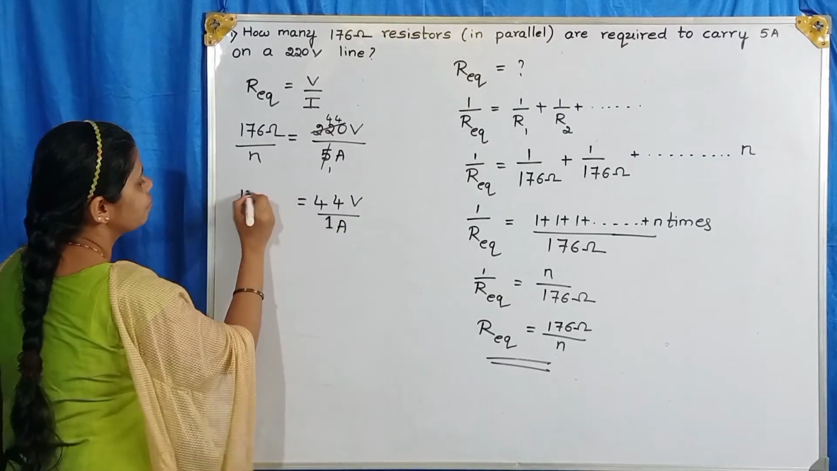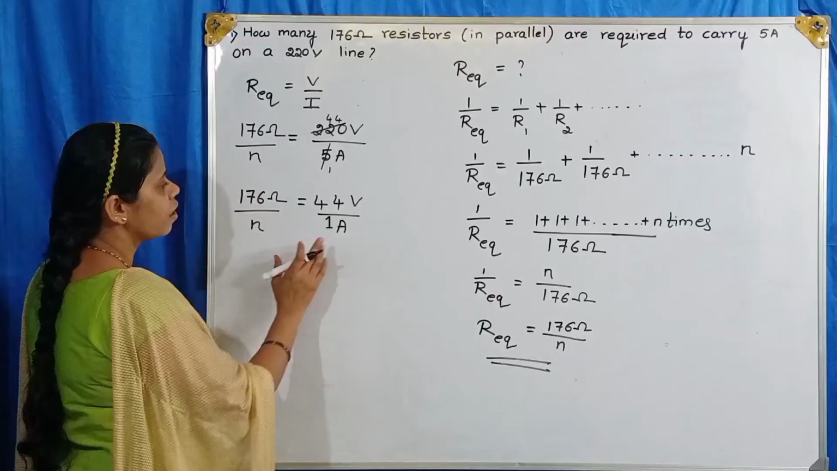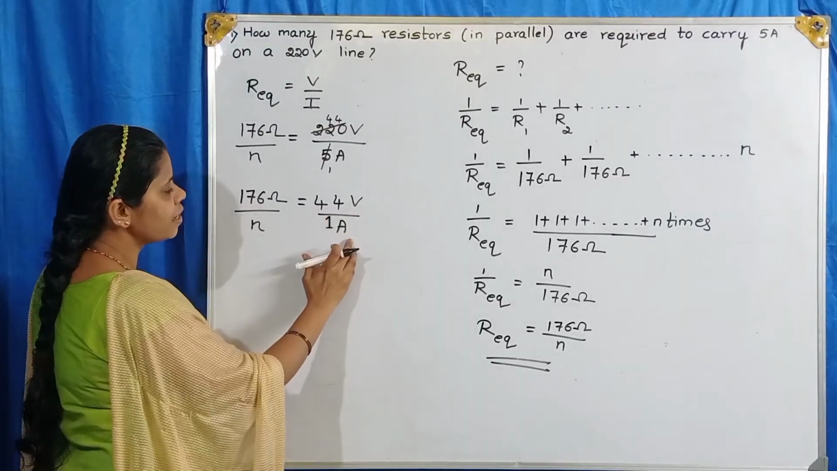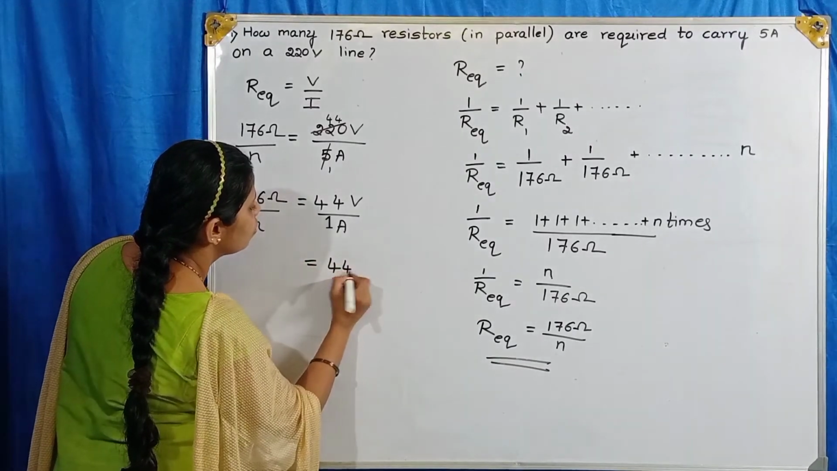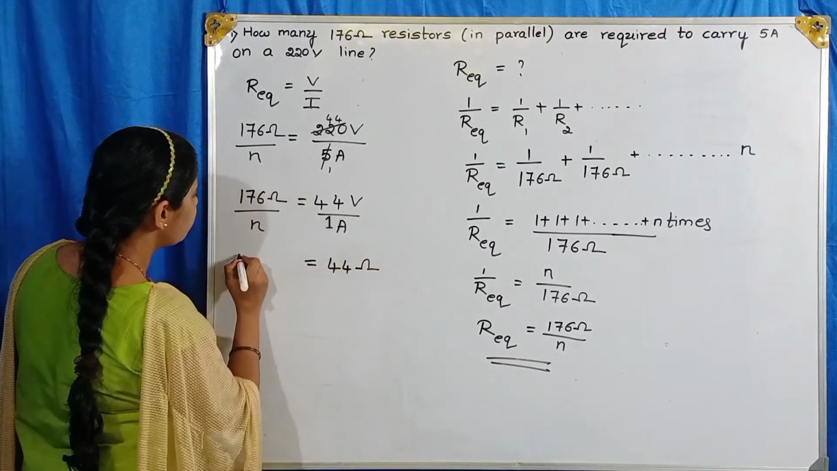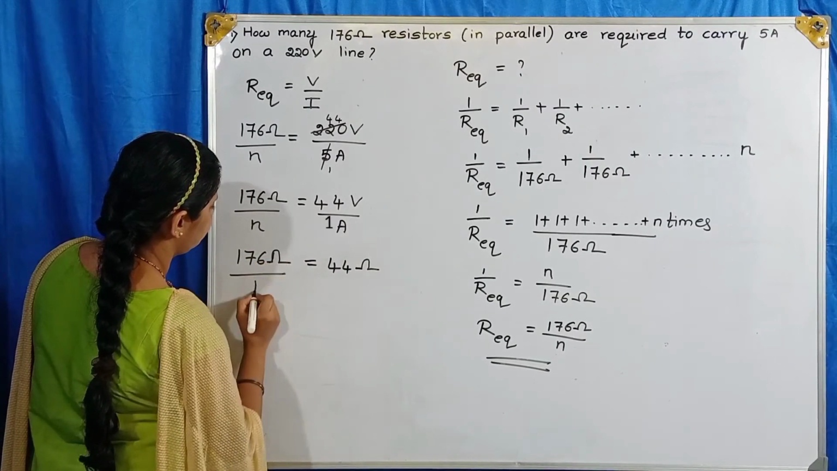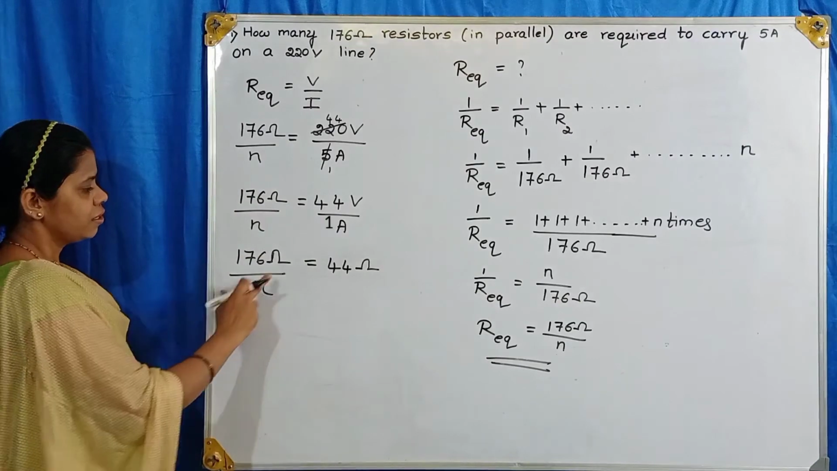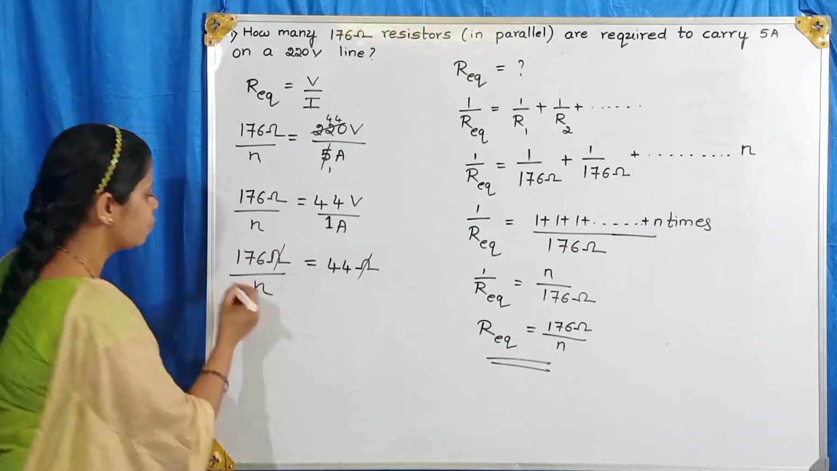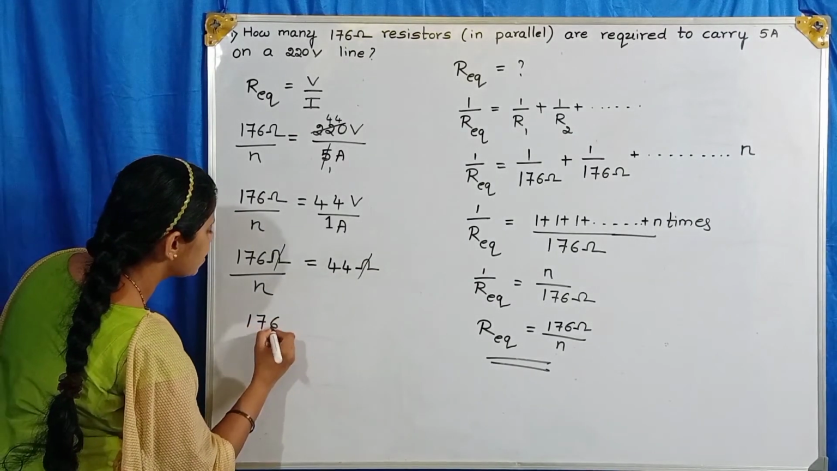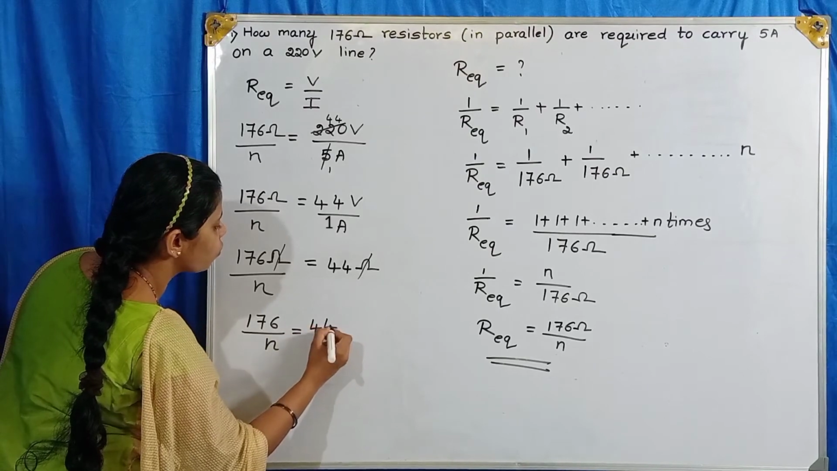And we know that 176 ohm divided by n. And we know that V by A is nothing but ohm. Right? Therefore, I will write 44 ohm here. Ohm and ohm cancel. Okay, what is left now? 176 divided by n is equal to 44.